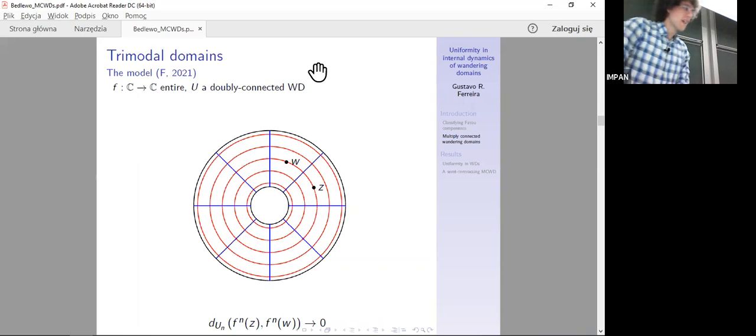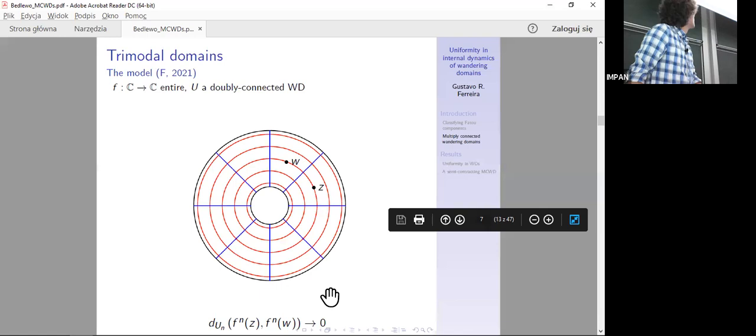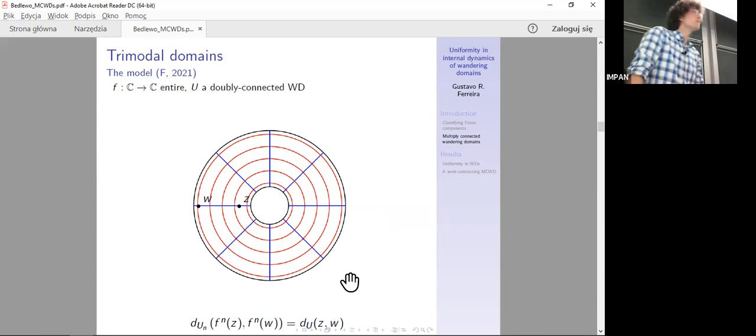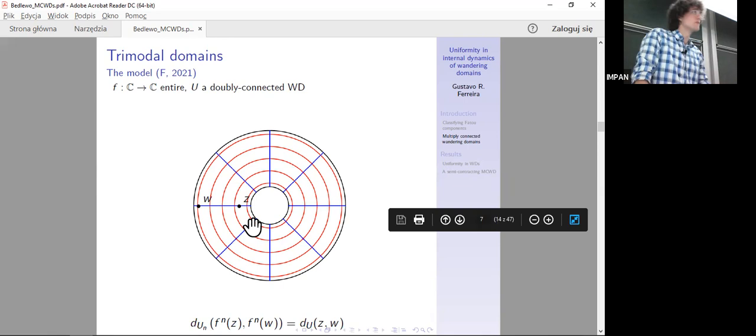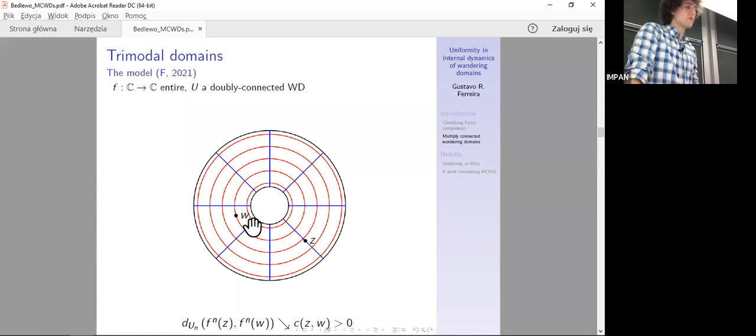And what happens in this case is that if you take this pair of points shown here, so sort of on the same radius, then the distance between their orbits is in fact going to zero. But if you choose this pair of points along the same spoke of the wheel, as it were, then the distance between the iterates is constant for all n. So this is a contracting pair. This is an eventually isometric pair. And if you take pairs of points that are neither on the same circle nor on the same spoke, then they are semi-contracting. The hyperbolic distance between them decreases to a non-zero constant without ever reaching said constant.